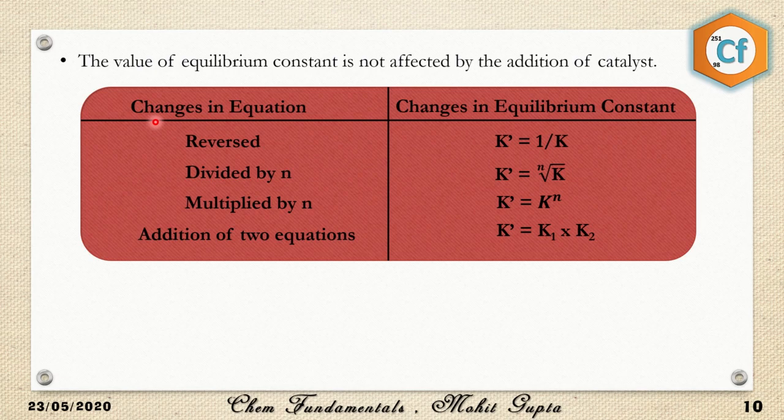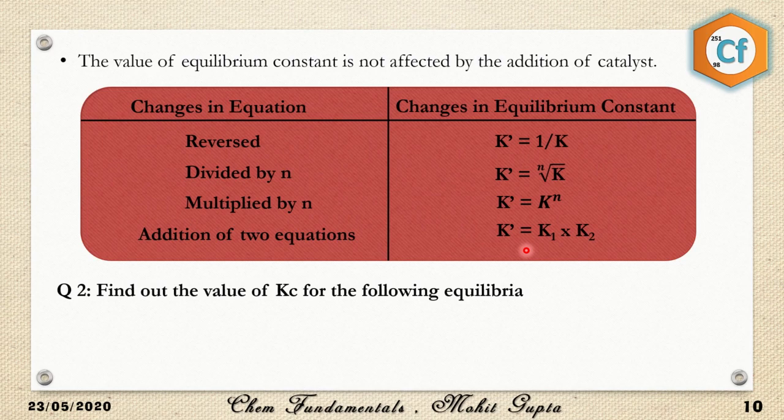To sum up, if I reverse the reaction, then I have to take the reciprocal. If I divide the reaction by n, I have to take the nth root. If I multiply the reaction by n, I have to write n in the power. If I add two equations, I have to multiply their constants.